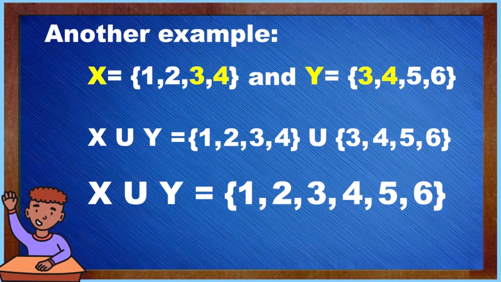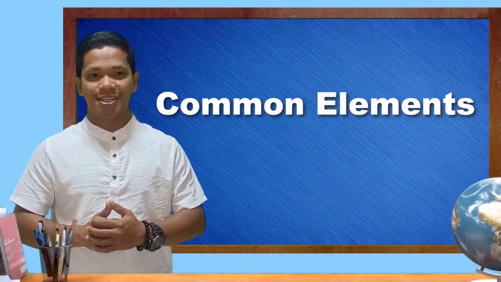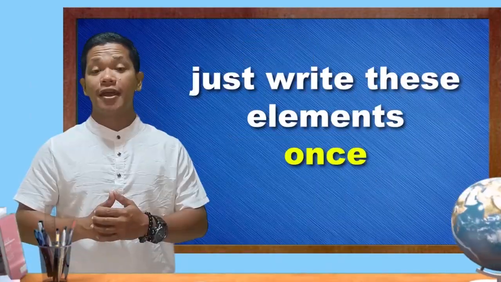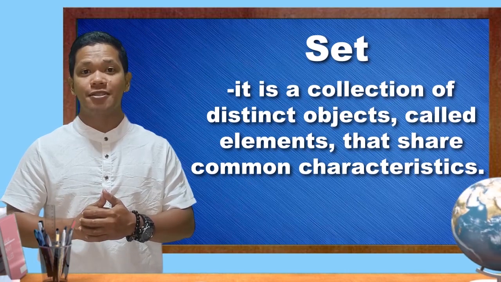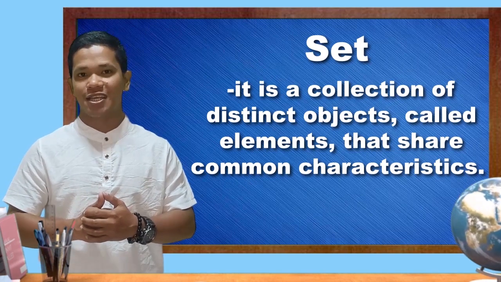Excuse me sir, may 3 and 4 sa parehong sets. Bakit po isang 3 at isang 4 lang ang union ng X at Y? Good question. Take note, if there are common elements in the set, to get the union, just write these elements once. As we define set, it is a collection of distinct objects called elements that share a common characteristics. Pag sinabing distinct, ibig sabihin ay natatangi.